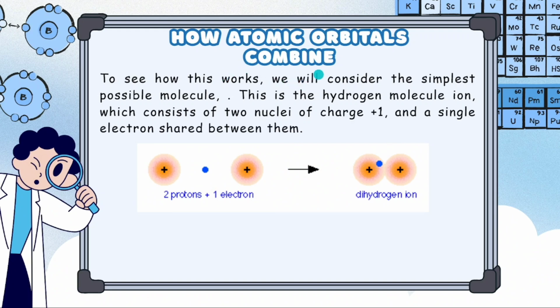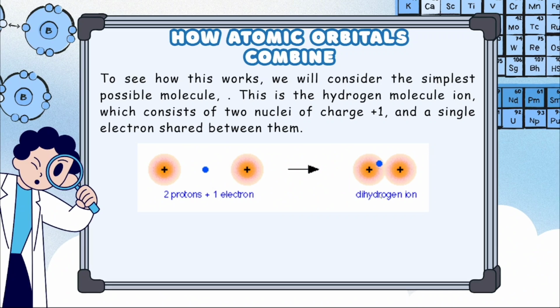And to see how this works, we will consider the simplest possible molecule, which is the hydrogen molecule ion, which consists of two nuclei of charge 1 and a single electron shared between them. Now, what's happening here is it's made up of two hydrogen nuclei, or protons, and one electron. Since it only has one electron, that electron must be shared between the two nuclei. How this forms is as the two hydrogen atoms move closer together, their 1s atomic orbitals overlap.